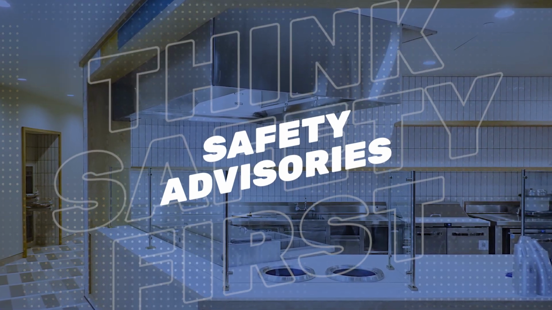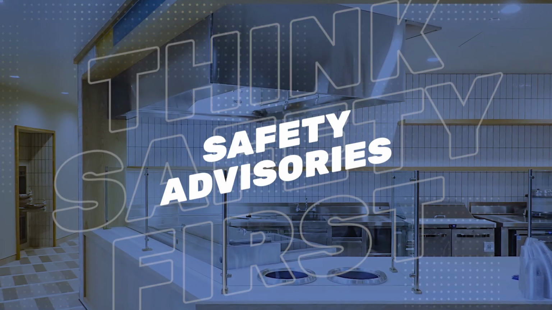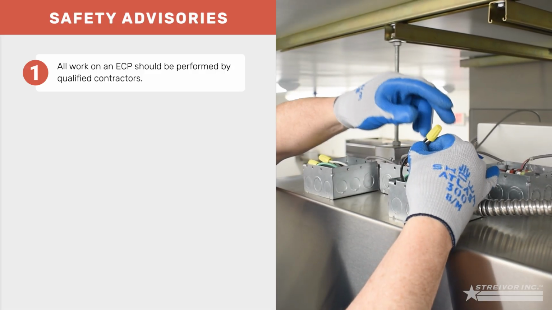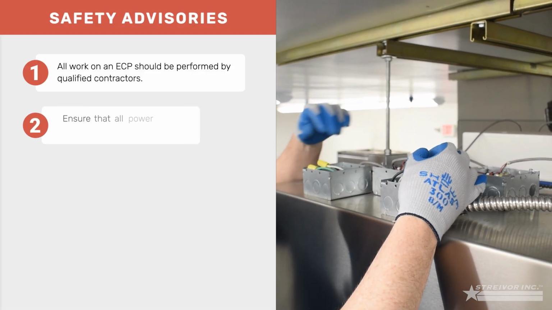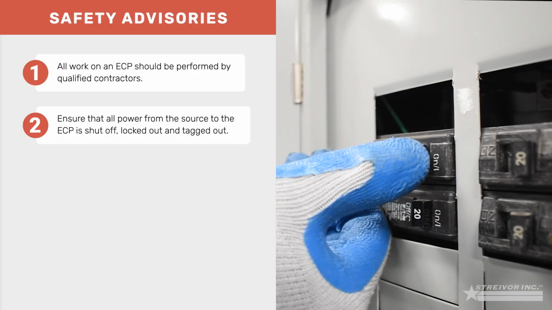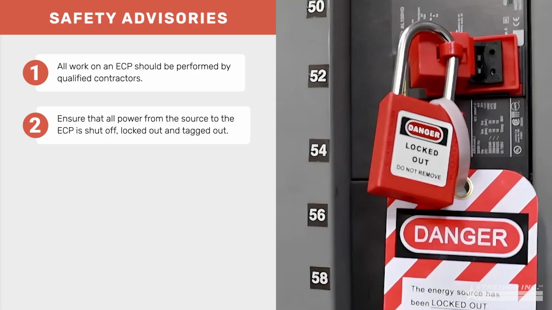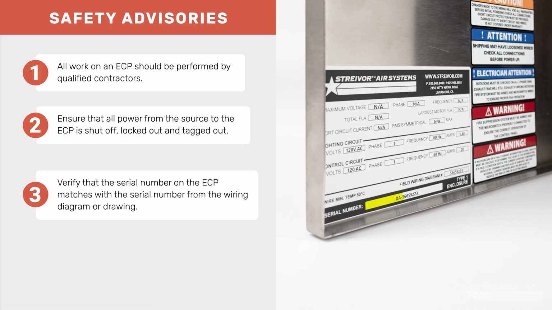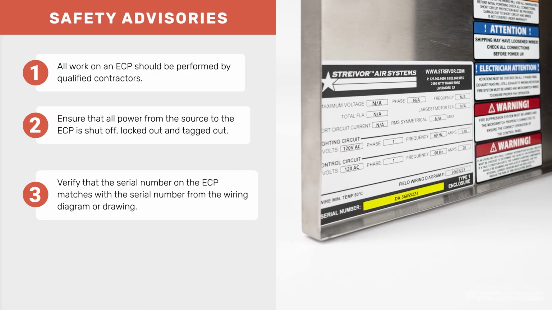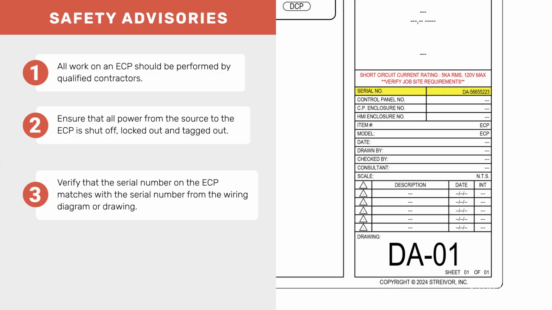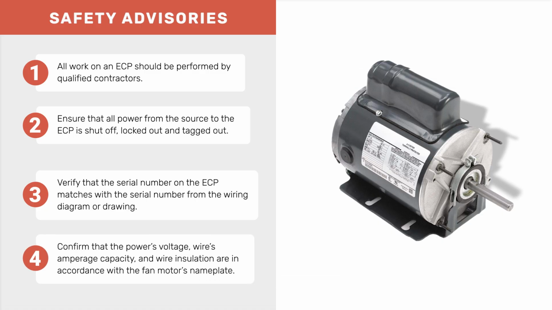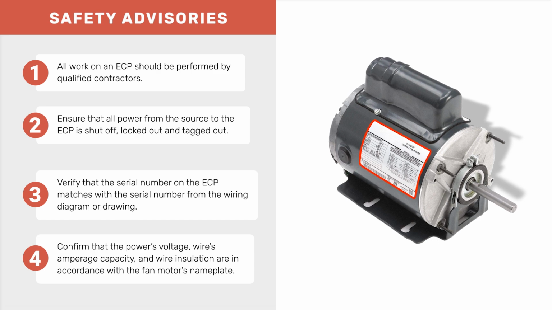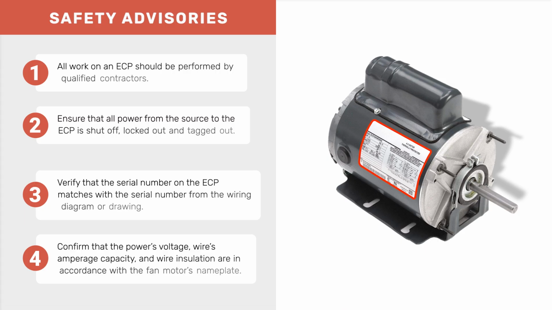Consider these safety advisories when performing tasks on a hood system and the DemandAire ECP. All work on an ECP should be performed by qualified contractors. Ensure that all power from the source to the ECP is shut off, locked out, and tagged out. Verify that the serial number on the ECP matches with the serial number from the wiring diagram or drawing. Confirm that the power's voltage, wire's amperage capacity, and wire insulation are in accordance with the fan motor's nameplate.